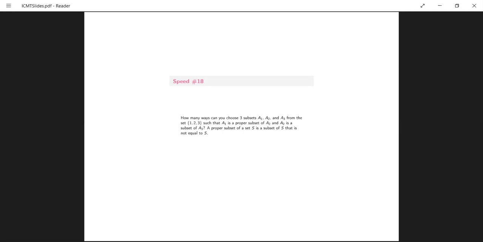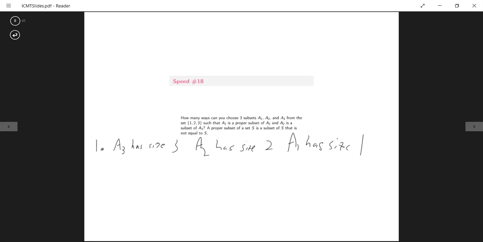So I'll list our cases. Our first case is that A3 has size 3, A2 has size 2, and A1 has size 1. So this is our first case. How many ways can we do this?